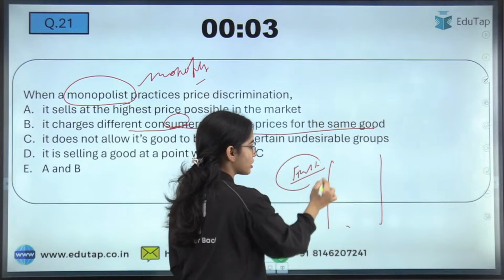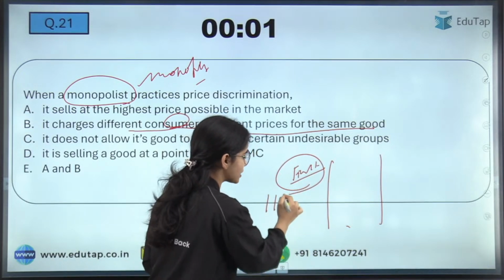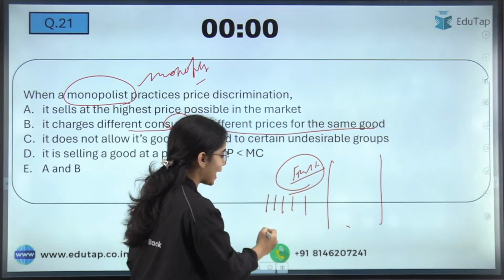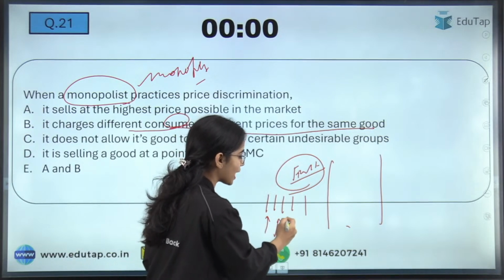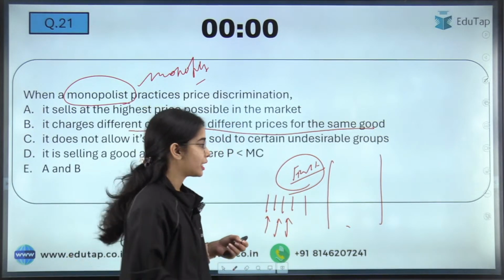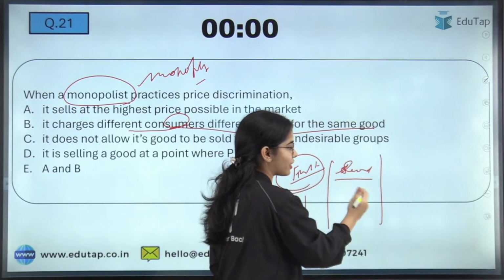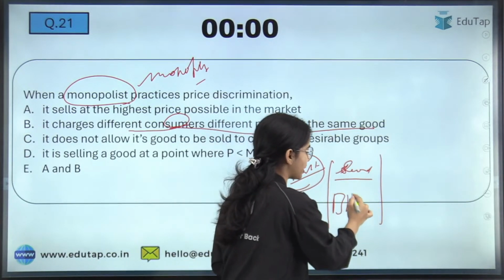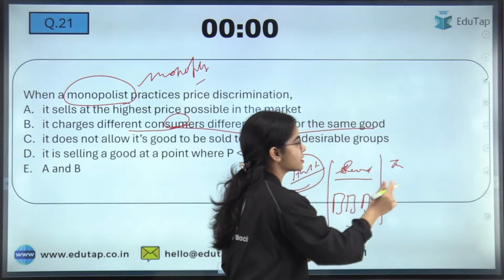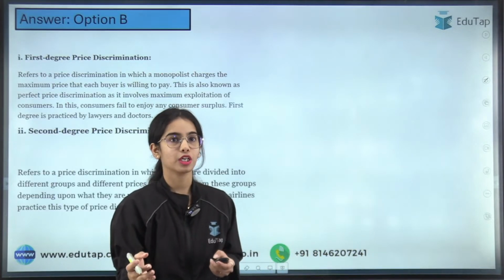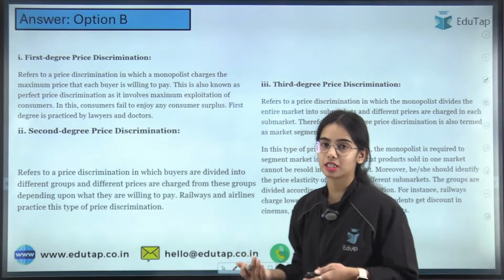Okay, so in first degree price discrimination, different prices will be charged from the different consumers, and each consumer will have to pay the highest that he is willing to pay. In second degree price discrimination, there will be categories that will be divided, and different categories will have to pay different prices. In the third, there is market segmentation that has happened. So these are the 3 price discriminations.